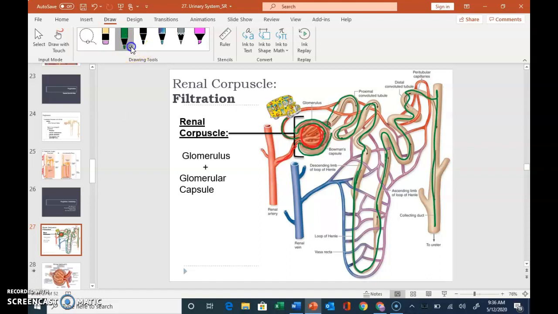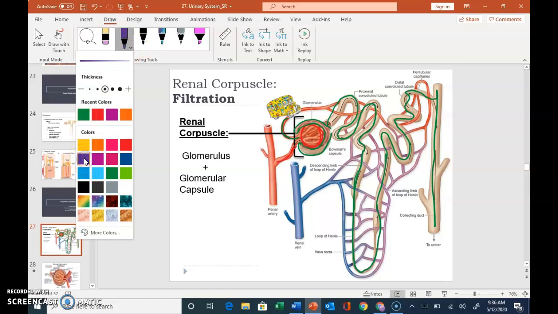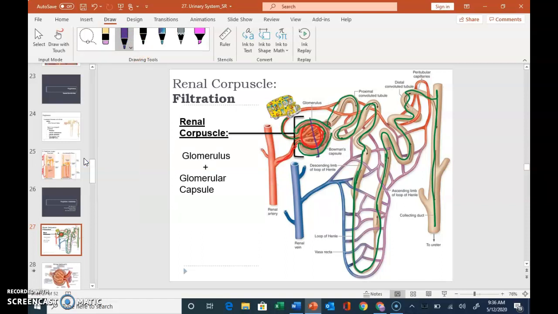What else? Very, very important. If you think of this entire thing, which includes the glomerulus and the green colored Bowman's capsule together, so glomerulus plus Bowman's capsule, or glomerular capsule, it's the same thing. Together, it is called the renal corpuscle. So when we say renal corpuscle, we are actually thinking of glomerulus plus the glomerular capsule or Bowman's capsule. So the whole thing here.